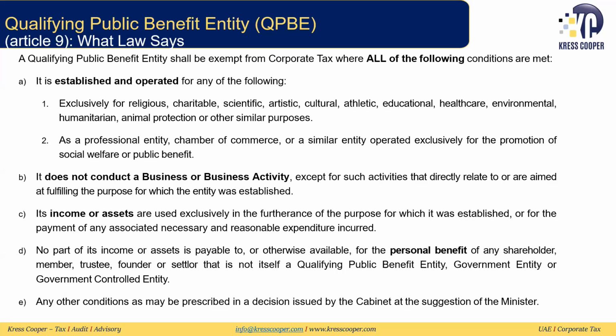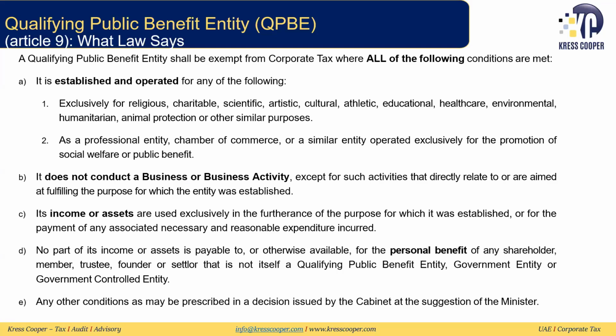So they should be established for one of these purposes: as a professional entity, chamber of commerce, or a similar entity operating exclusively for the promotion of social welfare or public benefit. So it has to be one of these. Then the second condition is it does not conduct a business or business activity, like we said, except for those activities that directly relate to or are aimed at fulfilling their main purpose. So they should only be conducting those activities and not any other activity.